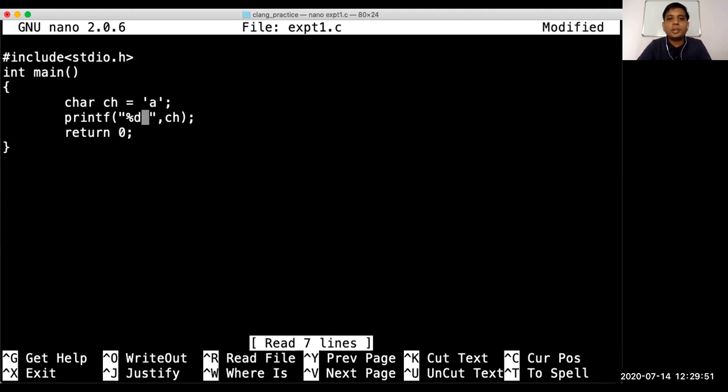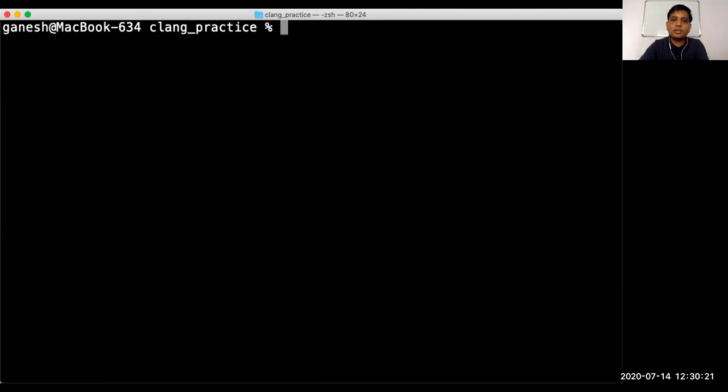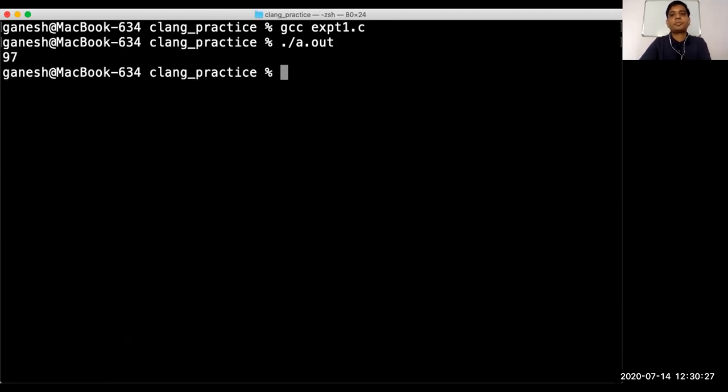Now what are you doing? The ch contains the ASCII value of small a. What is the ASCII value of small a? 97. ch contains 97, and what you are printing is the integer value of ch. Integer value of ch is 97, but the character value of ch is small a. Got it? So percentage d, if I'm doing this, then you will get the 97 output.